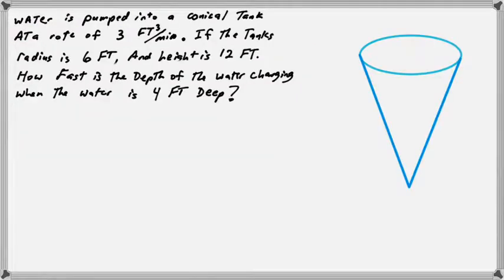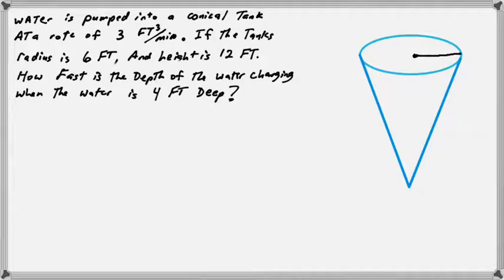Okay, I'm going to try this example, and understand this is a harder one because this one involves a secondary equation, but I'd rather you see a challenging one than just give you the easy ones. Okay, so I'm going to look at this question. Water is pumped into a conical tank at a rate of 3 cubic feet per minute. If the tank's radius is 6 feet and the height is 12 feet, how fast is the depth of the water changing when the water is 4 feet deep? Read it a few times, make sure you understand it, and I'm just going to add some things.